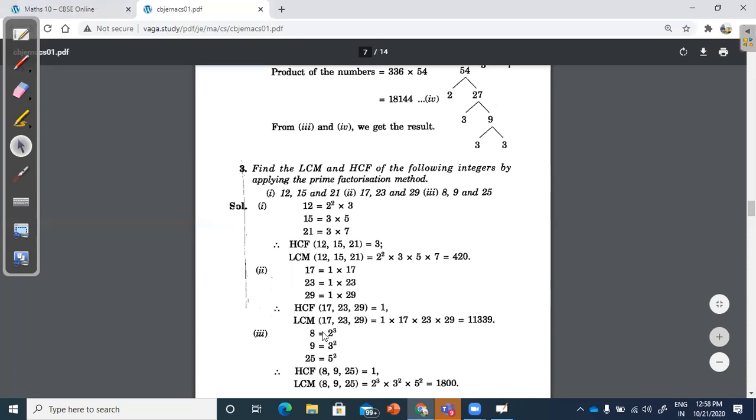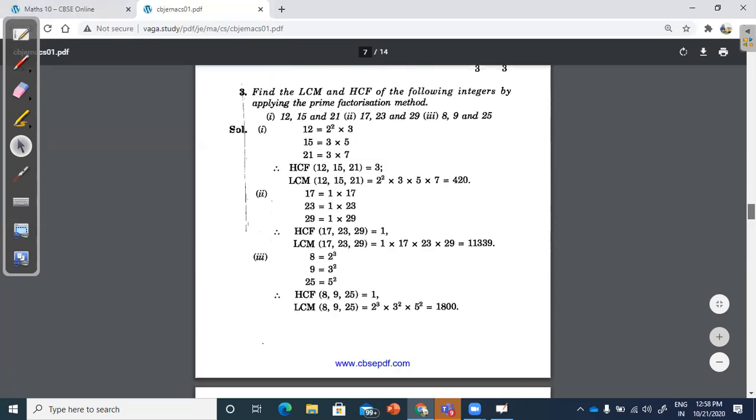Okay, same with this HCF, 8, 9 and 25. This is 2 cube, 3 square, 5 square. Nothing is common, only 1 will be common. And what is the LCM? LCM will be the product of that, which is coming 1800.